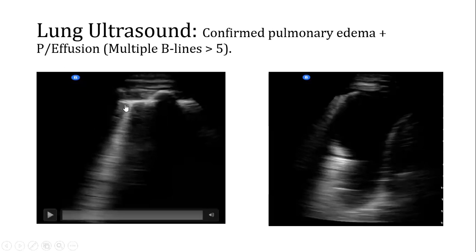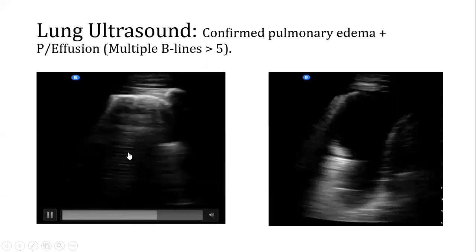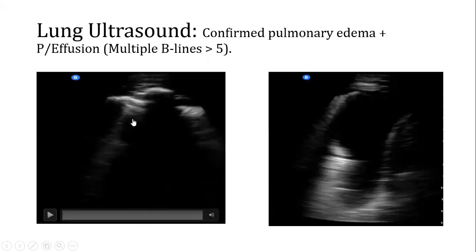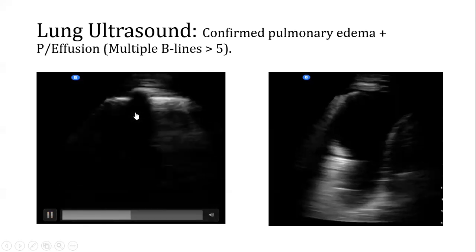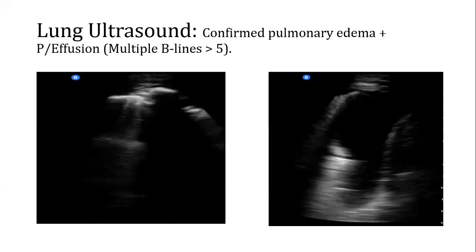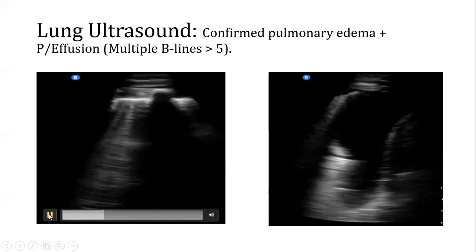Now, in this case, you'll find more than 5 lines of this kind, what we are calling the multiple B lines. So this is what you're going to get when you see the image playing. You're going to see so many lines. Usually we say more than 3, but in good classical cases, you'll have more than 5 B lines. Once you have more than 5 B lines, then assuredly you are dealing with pulmonary edema.